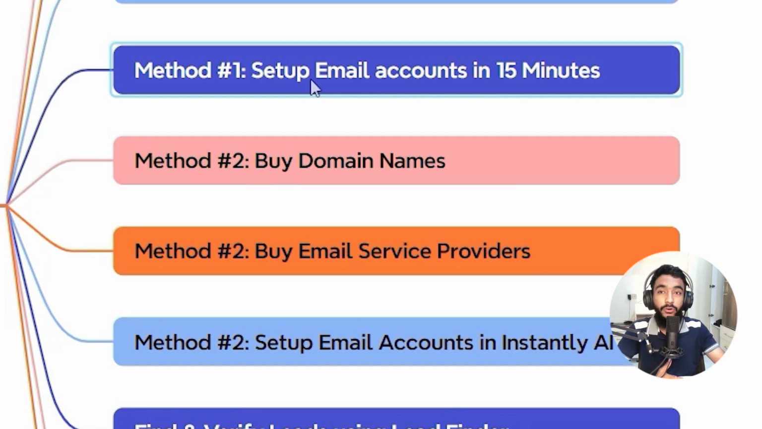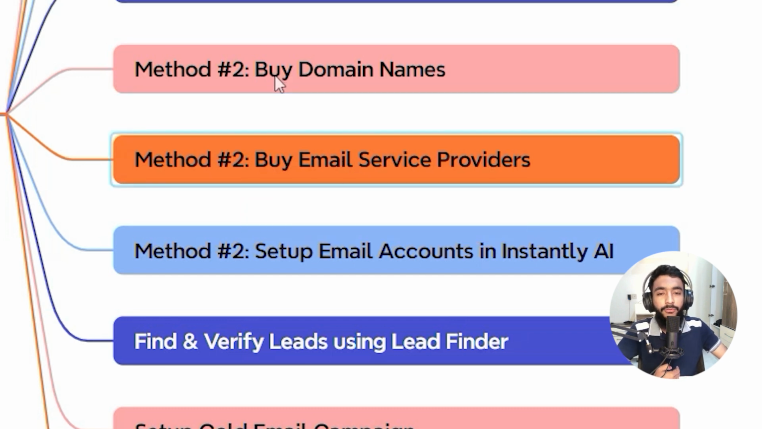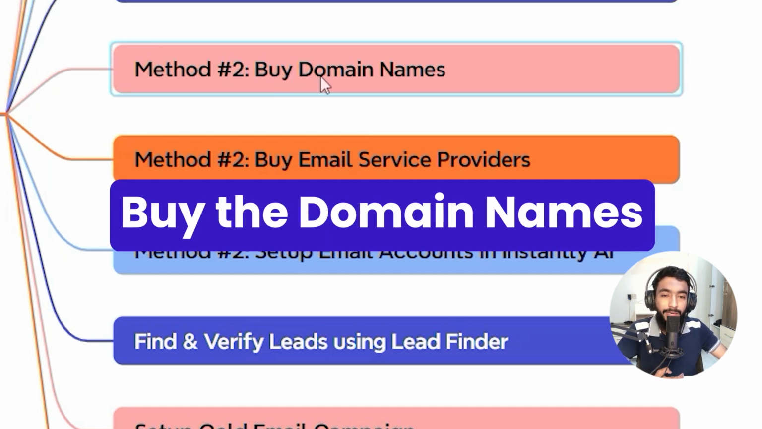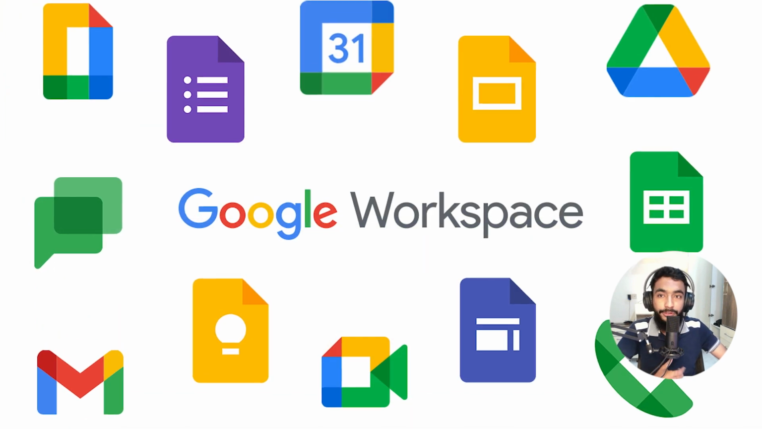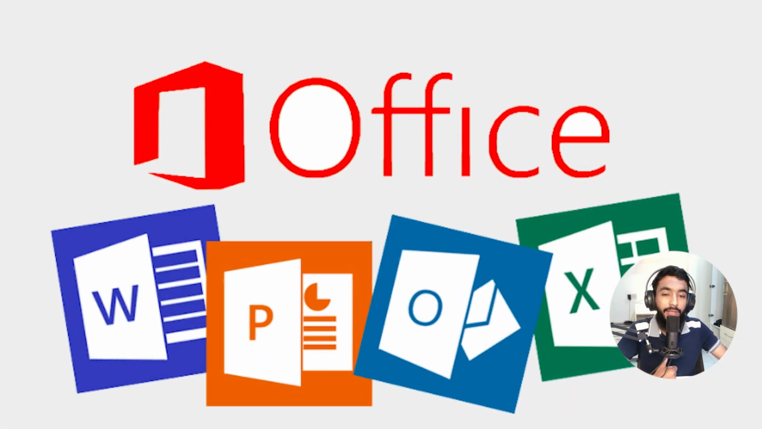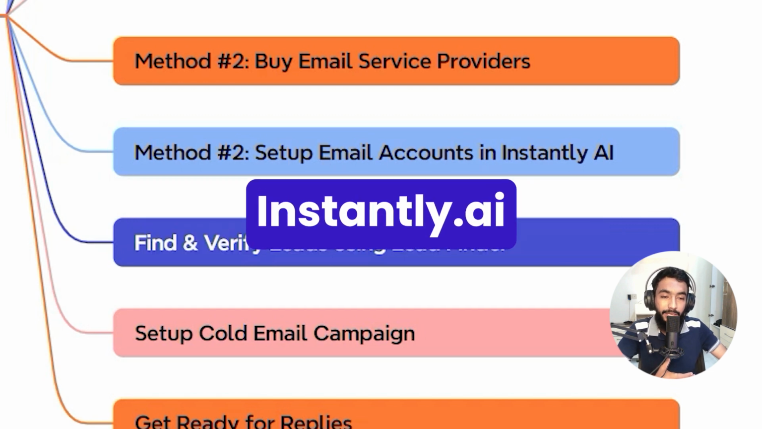But if you don't want to use it, then there is another method too that is a bit harder, where you would have to first buy the domain names, then buy the email service providers like Google Workspace or Microsoft Office, and then you would have to set up the email accounts in Instantly AI.